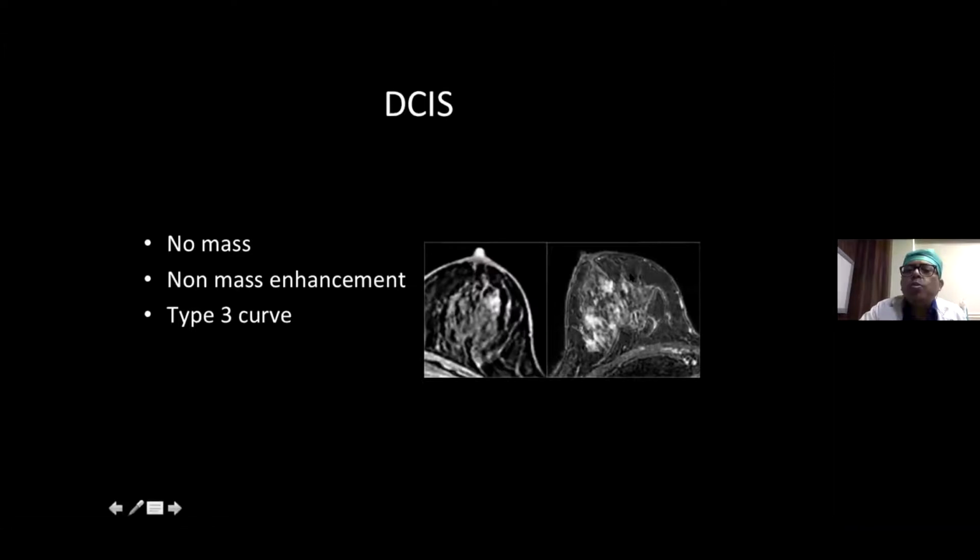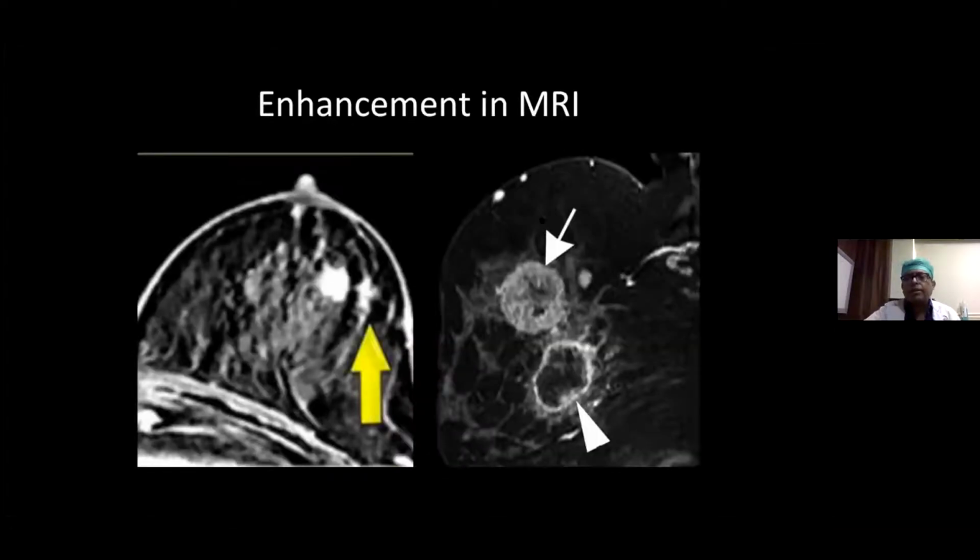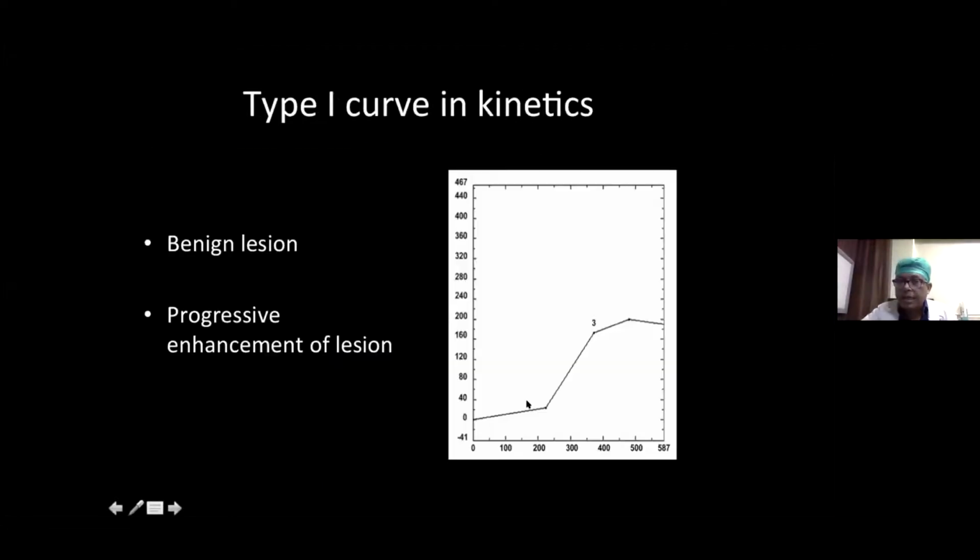This is a lesion which has got a non-mass enhancement. What do I mean by, once again, look at these non-mass enhancements. That means there is no mass, but there is an area of enhancement. And there is a type 3 curve. Again, I will tell you what is a type 3 curve. But once you see this non-mass enhancement, again, these are suspicious lesions, which raises the possibility of DCIS and needs an intervention. Now, this is a classical example of a mass enhancement and a non-mass enhancement in MRI.